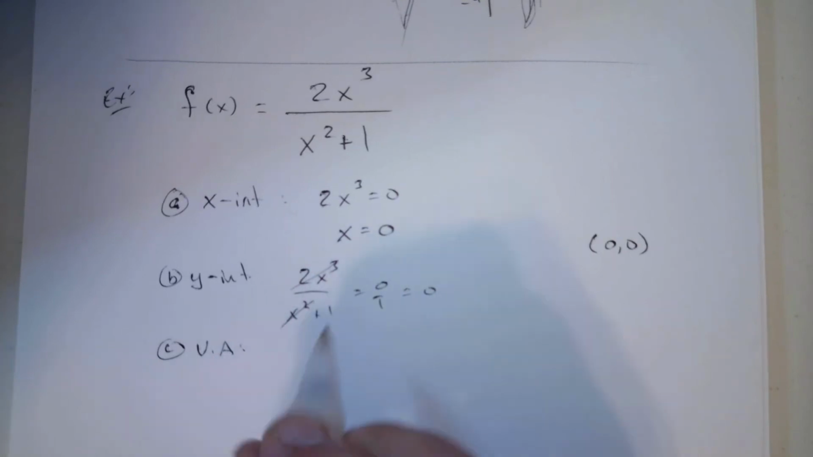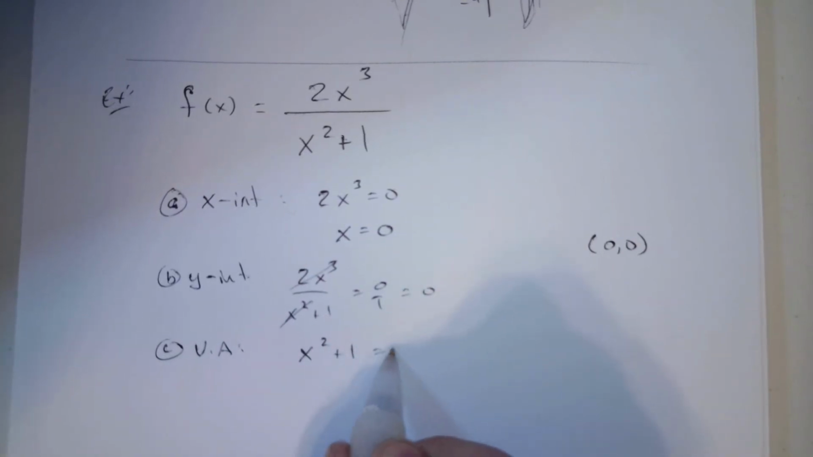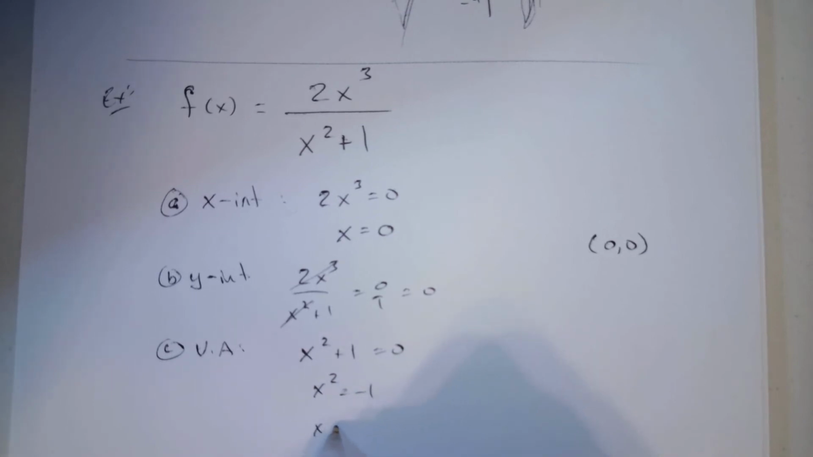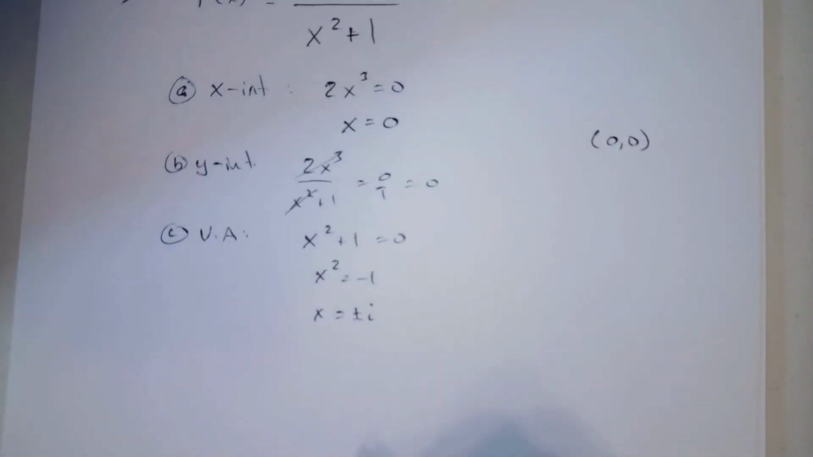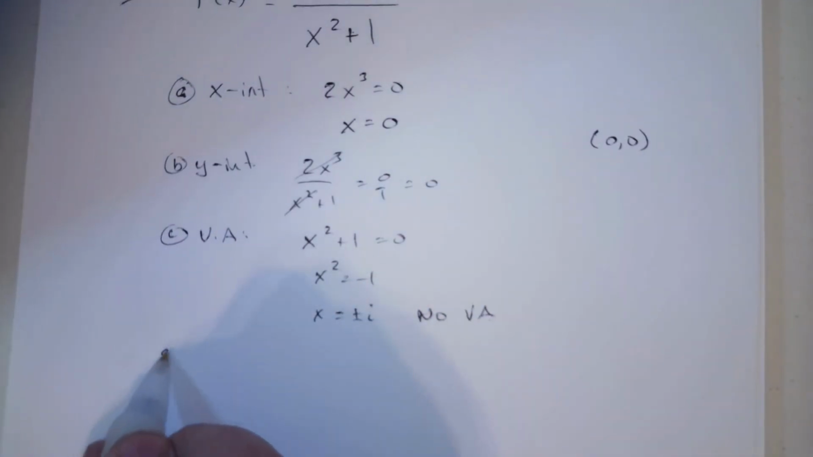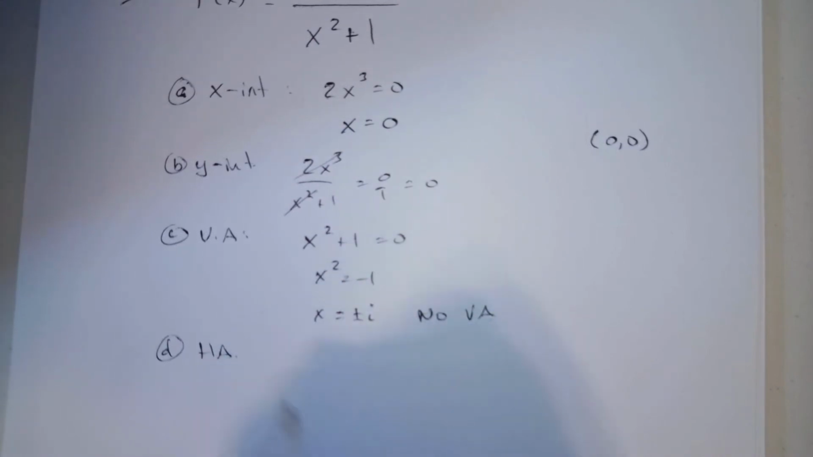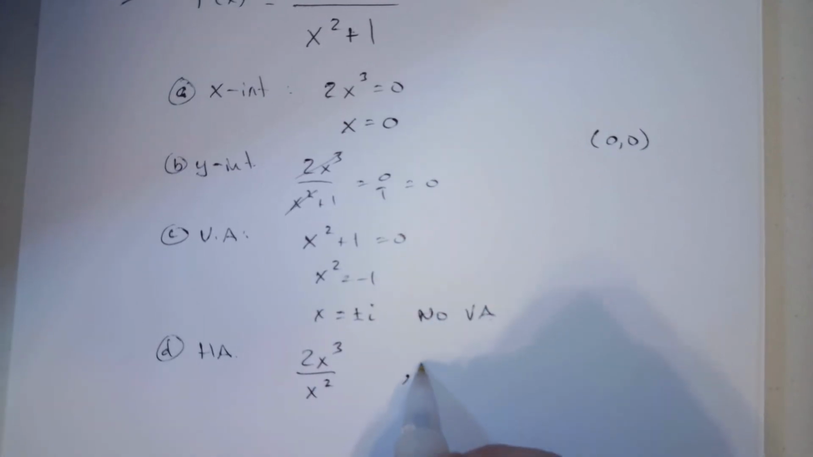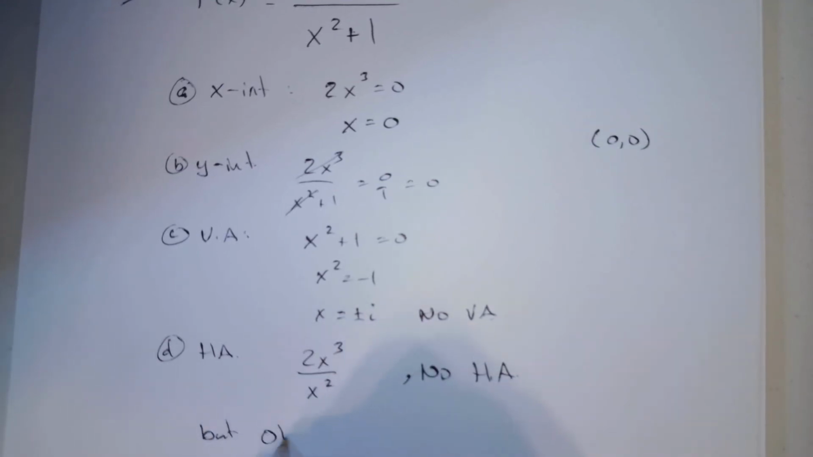The vertical asymptote: set the bottom equal to 0. So x squared equals -1. Square root both sides. So plus or minus i. So no vertical asymptote. Horizontal asymptote: since the top is bigger than the bottom by 1, no horizontal asymptote, but an oblique.